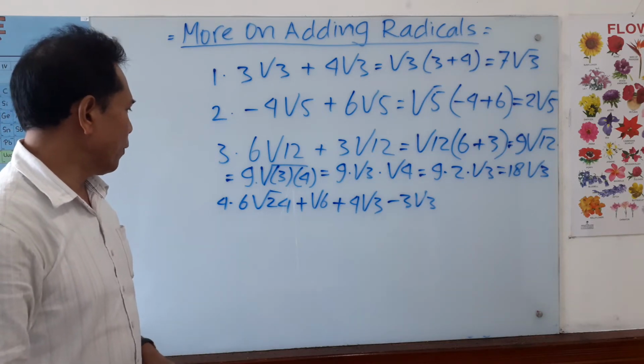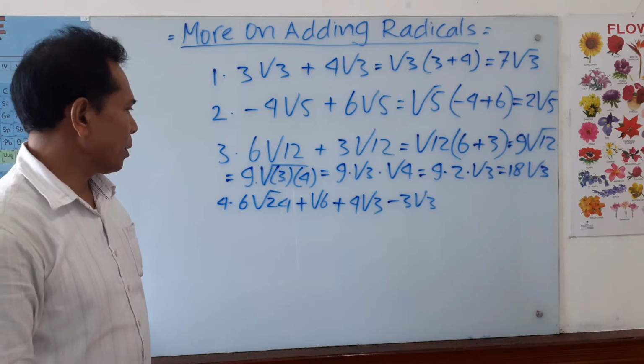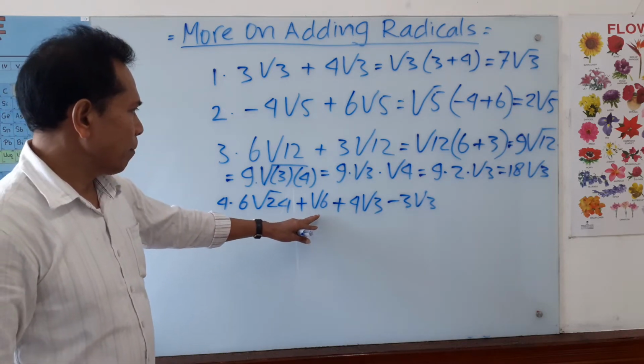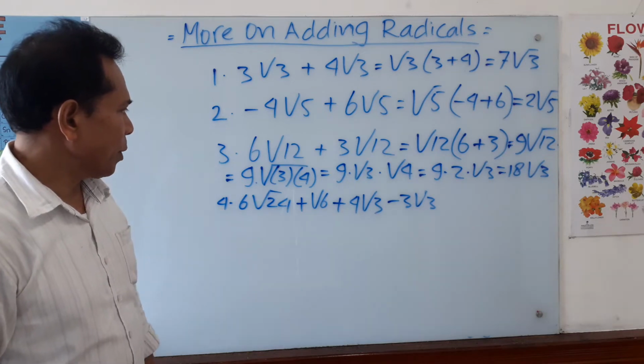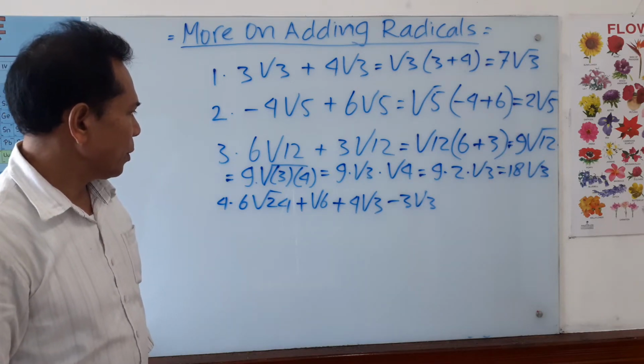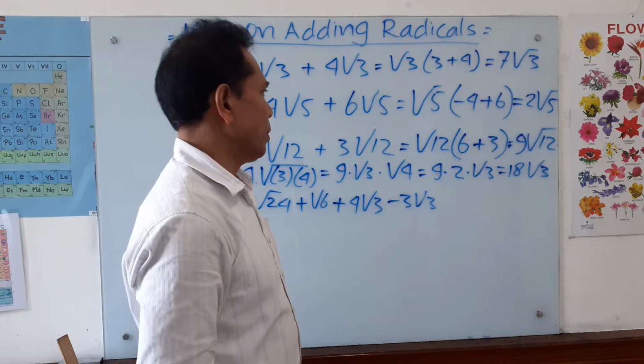Then we go to number 4. 6 square root 24 plus square root 6 plus 4 square root 3 minus 3 square root 3.